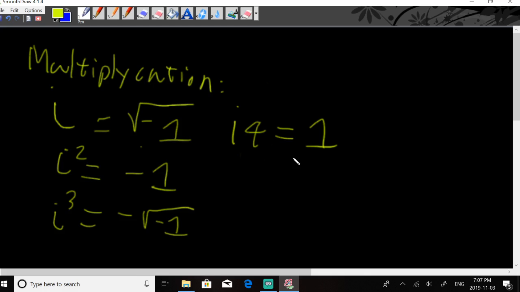A side note about simplifying algebraic expressions with complex numbers: always have your final answer in terms of i. Never have it in i squared or a higher power than that. Always simplify to this form.